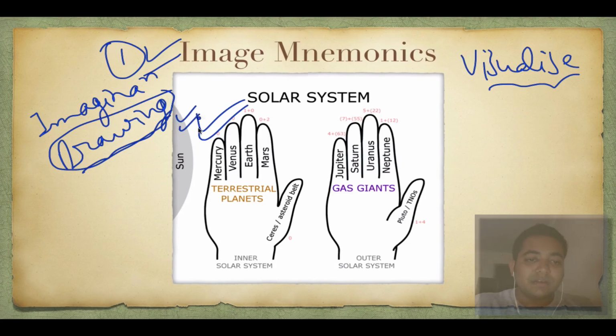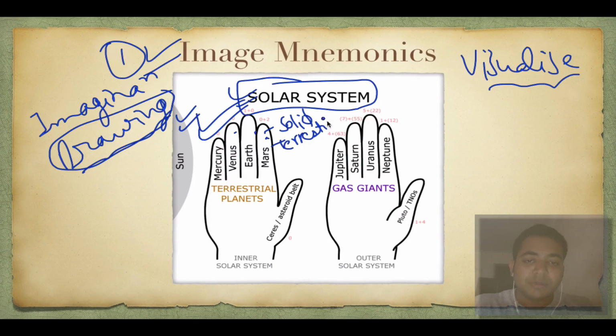This is the sun. Okay, so this is the solar system of our planet. Mercury, Venus, Earth and Mars are what I call solid planets, also called terrestrial planets. You must be knowing about them. Then Mars and Jupiter are separated by Ceres or the asteroid belt. Everyone knows this. That is why they are also called the inner solar system. Just visualize this on your fingers. Then we have Jupiter, then Saturn, then Uranus, then Neptune.